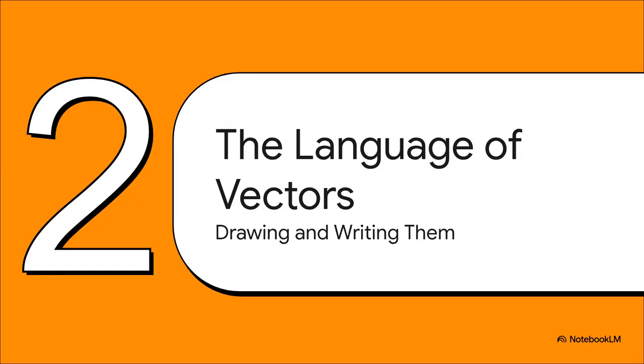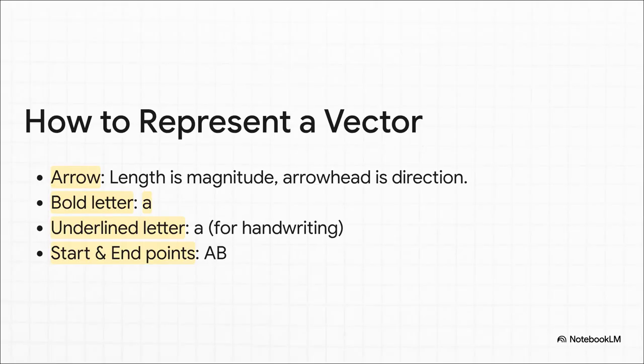Okay, so we've got the concept down. Now, how do we actually work with these things? Let's dive into the language of vectors, how we draw them, write them, and make sense of them. Visually, it's super simple. A vector is just an arrow. The longer the arrow, the bigger the size. And the arrowhead, well, that points you in the right direction.